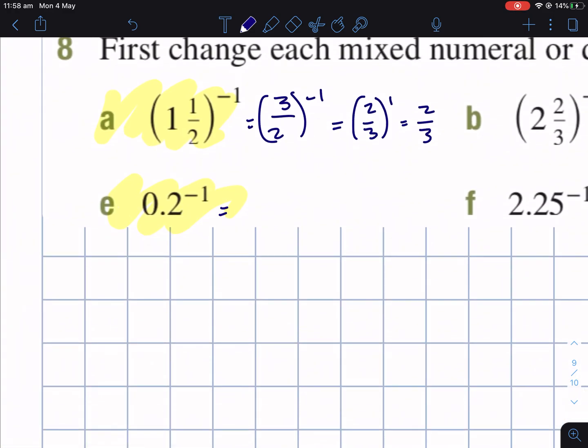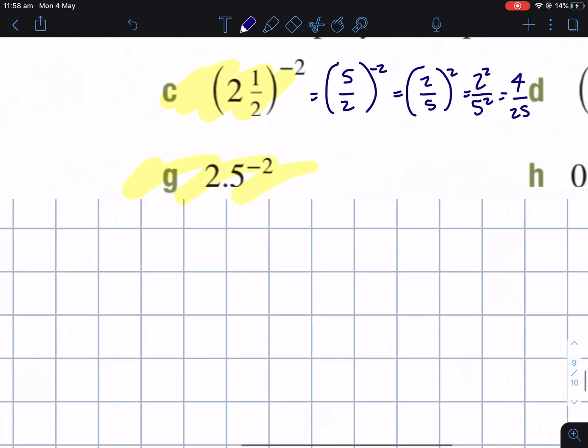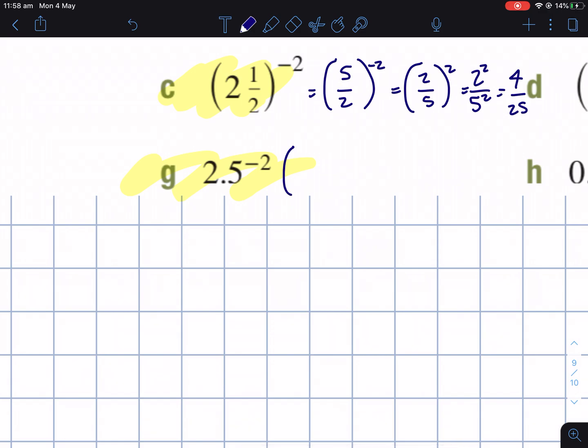0.2 is the same as 2/10, so 1/5 to the minus 1. To get rid of the minus, we turn it upside down, which means it's just 5. And 2.5 is 5 over 2 to the negative 2, so we have to turn it upside down, 2/5 to the positive 2. And now we're squaring both of them, so that's 4 on 25.